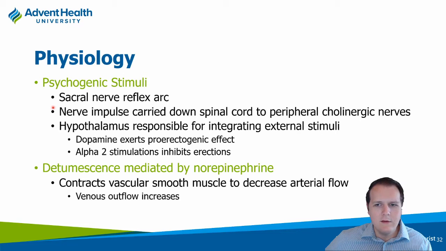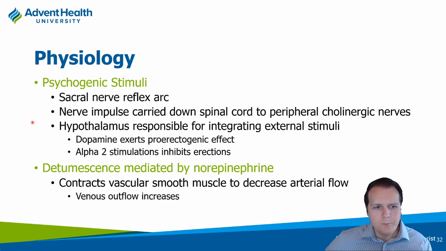And so, for instance, in order for the brain to process external stimuli and turn them into signals that cause an erection, you're going to find that things like dopamine help to exert these pro-erectogenic effects, right? Whereas if you were to stimulate, say, alpha-2 receptors, like with norepinephrine, that can actually inhibit erections from occurring. So there are some balances here, and you might imagine how patients on, for instance, a dopamine antagonist may have issues developing erections because we're blocking the dopamine effects.